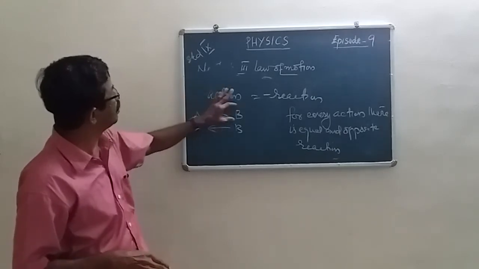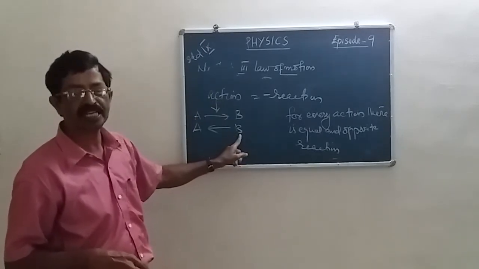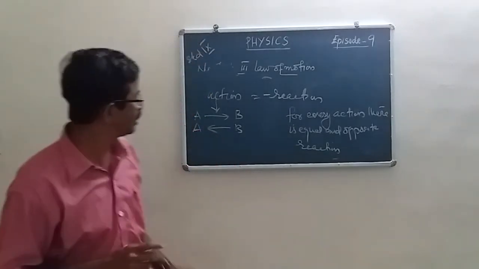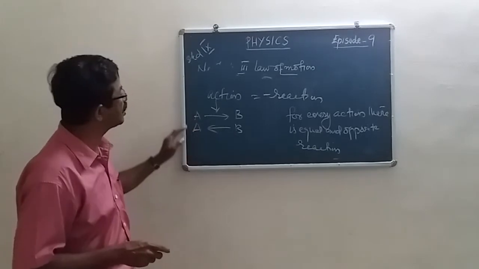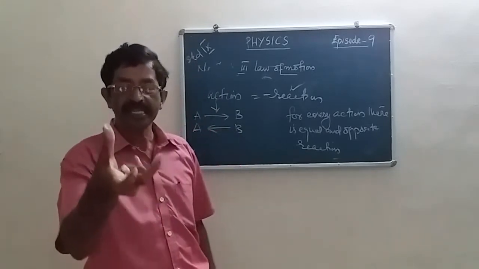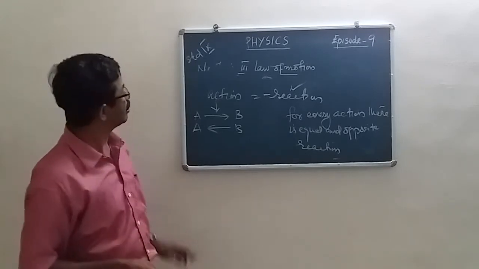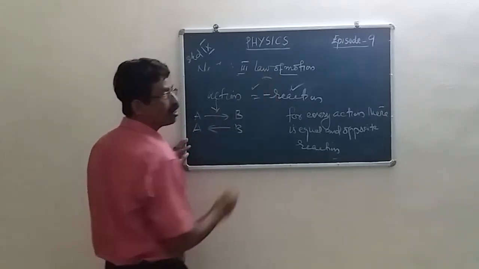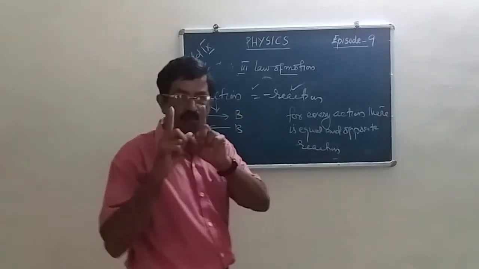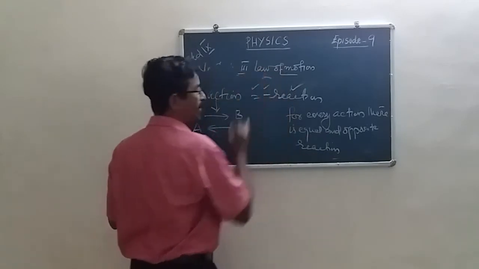A exerting a force on B, that we say is the action. Then B exerts at the same time a force on A. And what is that force called? It is called the reaction. Now another question: are these two forces equal or not? That means, are action and reaction equal? Yes, they are equal. Another question: are the two forces acting in the same direction? No, they are acting in the opposite direction.